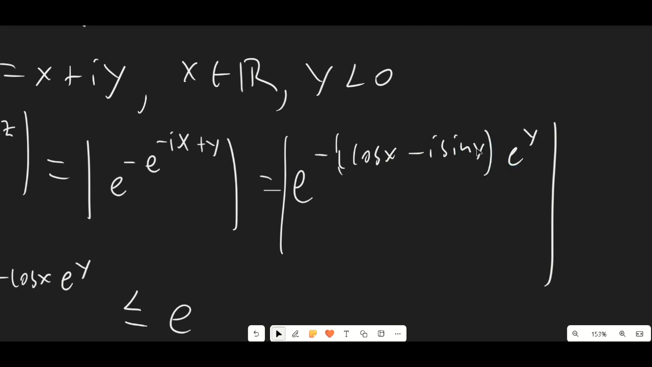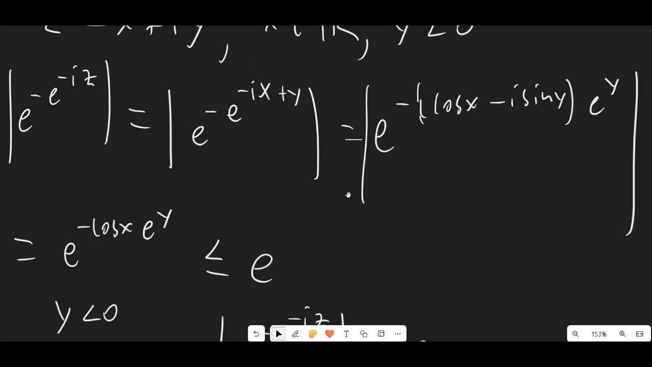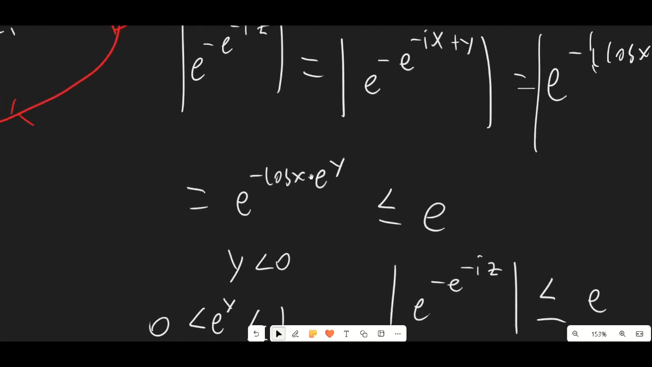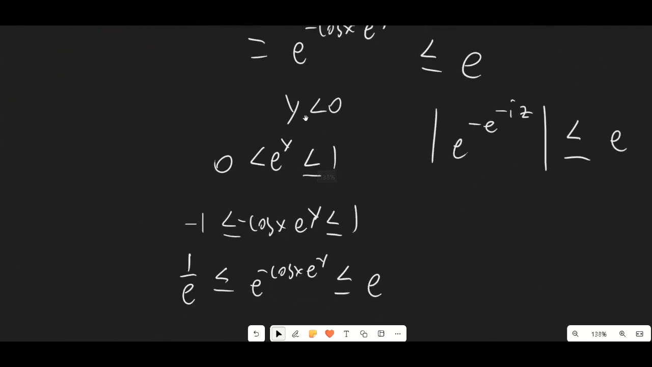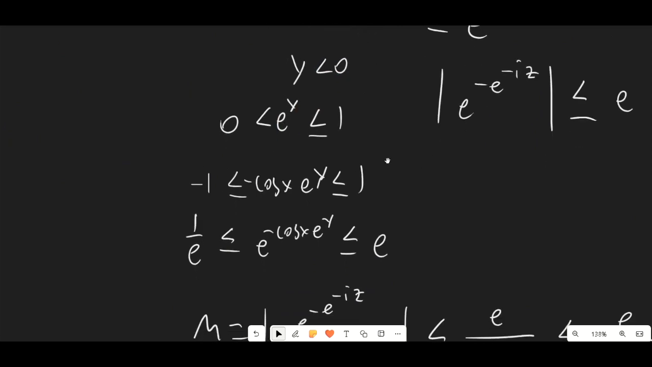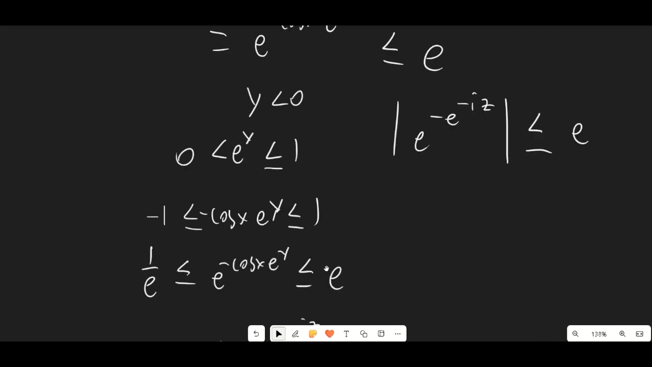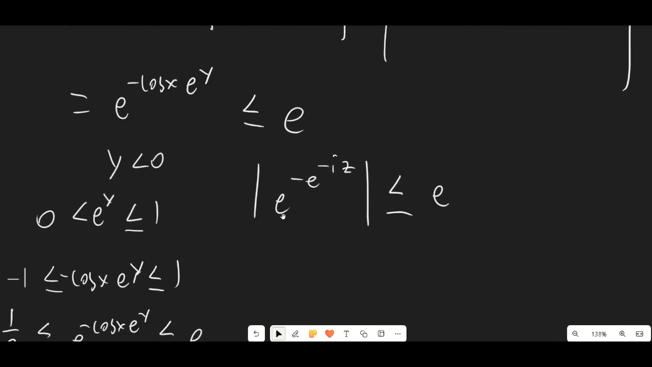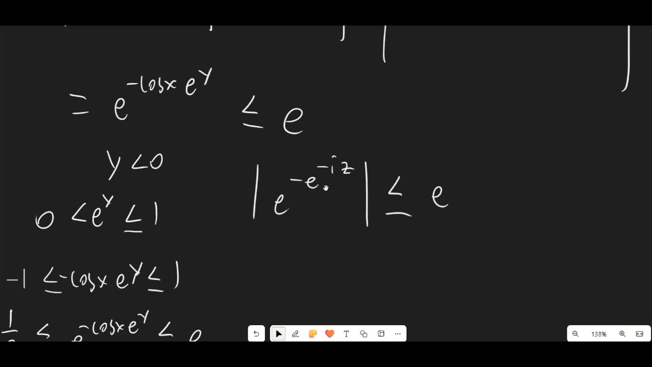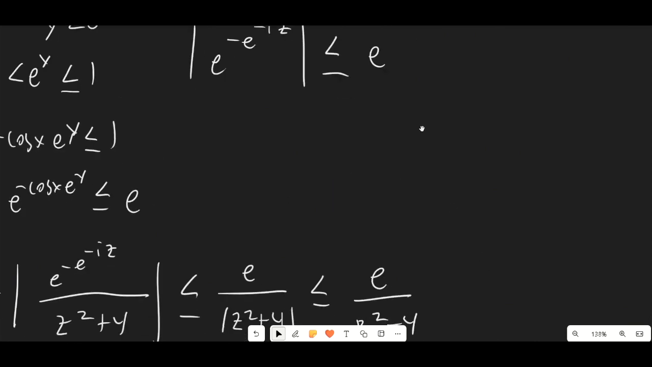And then when we take the modulus, this imaginary part is going to disappear. So we just get e to the negative cosine of x times e to the y. And then again, since y is less than 0, e to the y is between 0 and 1, which means that negative cosine of x times e to the y is going to be between negative 1 and 1, and e to the negative cosine of x e to the y is going to be between 1 over e and e, or it's going to be less than e. So less than e, which means that e to the negative iz, when we take the modulus, is going to be less than or equal to e.